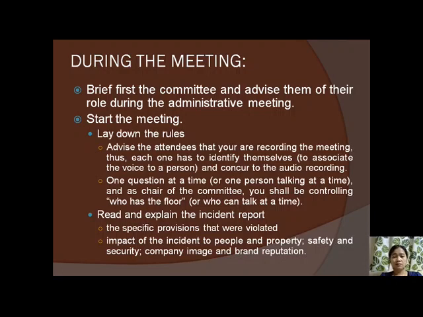And then you need to read and explain also the incident report. So the specific provisions that were violated. Normally you can see that in the notice to explain. So you just read all those written in the notice to explain, and the impact of the incident to people and property, safety and security, the company image and brand reputation, or whatever is applicable.